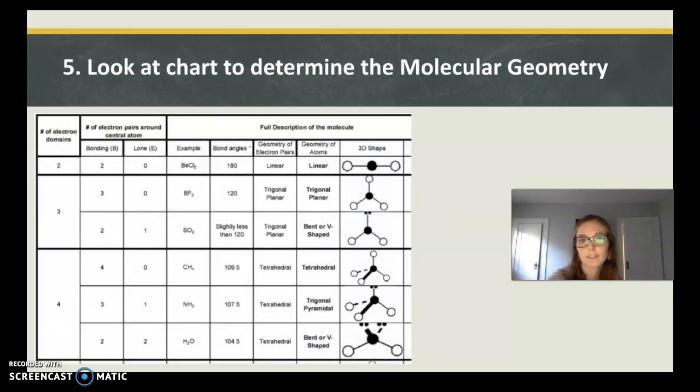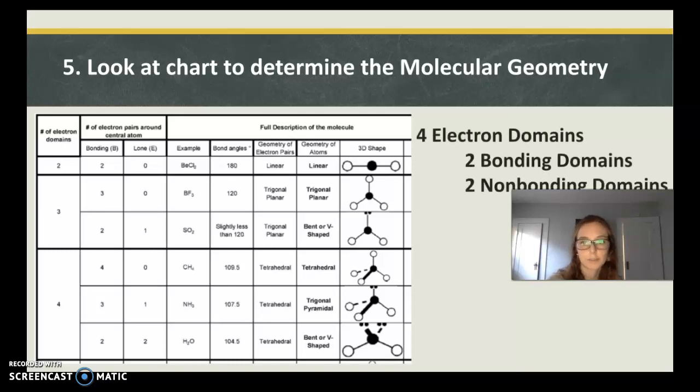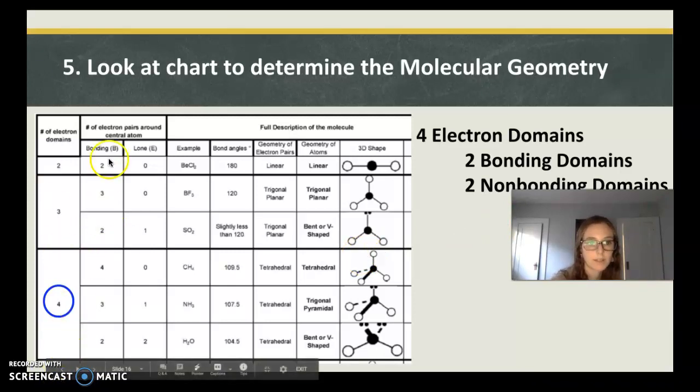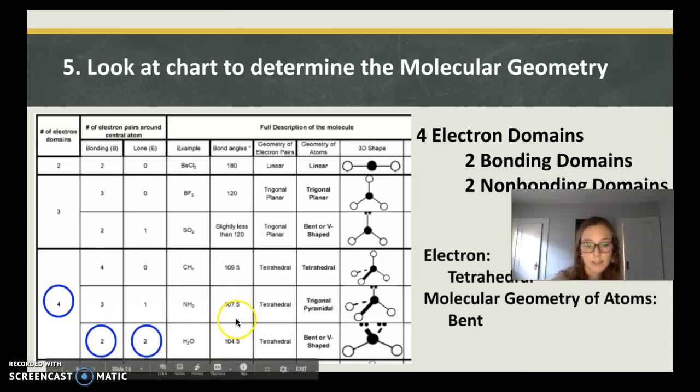Step 5 says to look at the chart to determine the molecular geometry. I need to find where on the chart I have 4 electron domains. Right here. Next, how many bonding domains do I have? 2. How many lone pairs? 2 as well. So the electron geometry is tetrahedral, and then more specifically, the molecular 3D geometry is bent. Make sure that you have shown these 5 steps in your notes.